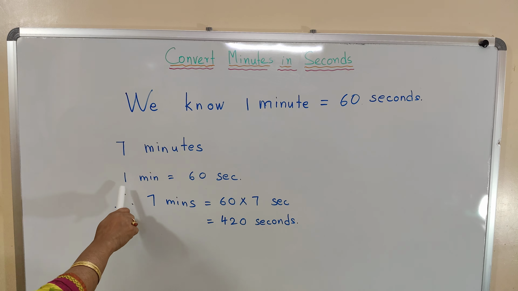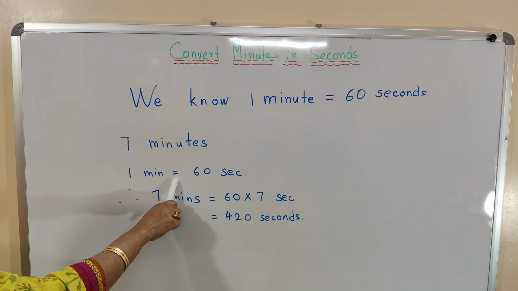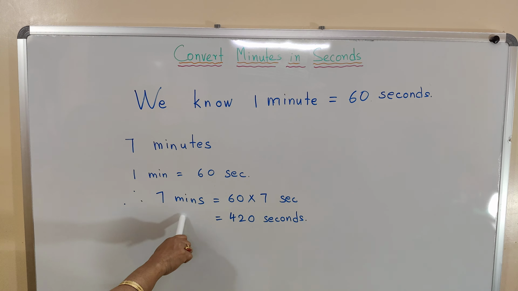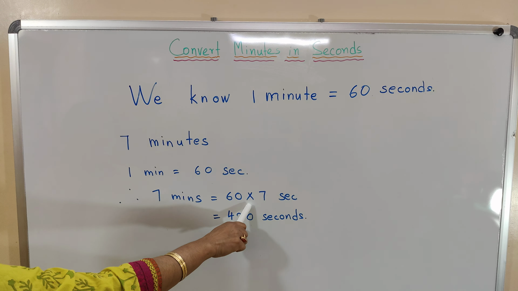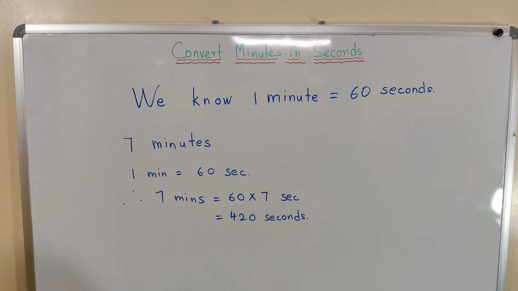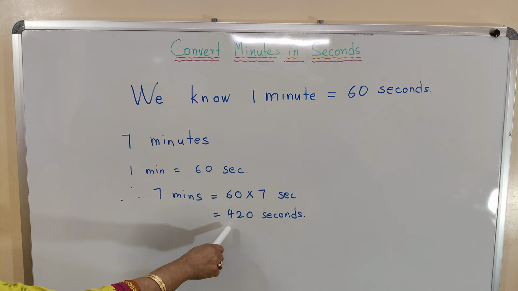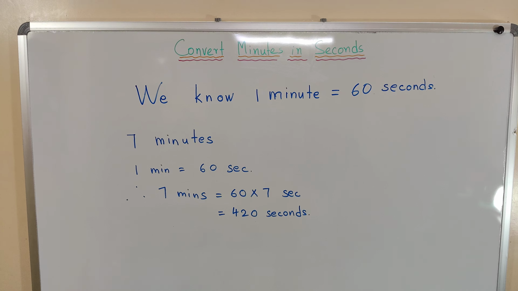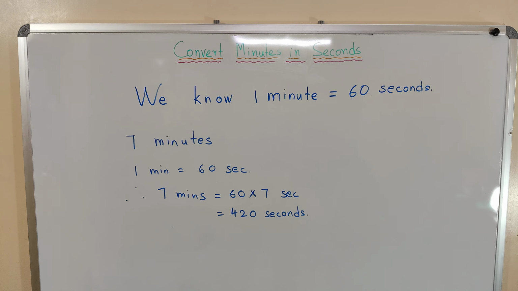So what we did over here, we know 1 minute is equal to 60 seconds. So to find 7 minutes, it is equal to 60 into 7 seconds. That is equal to 420 seconds. So 7 minutes is equal to 420 seconds.